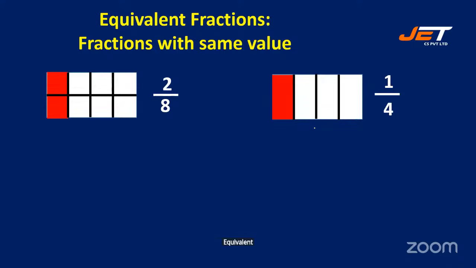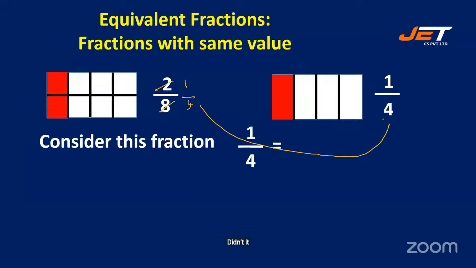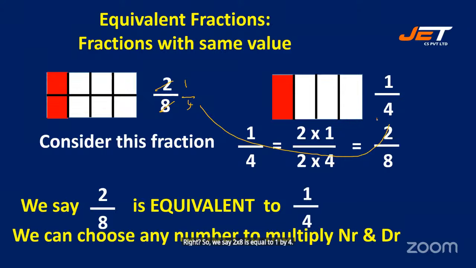Equivalent fractions are fractions with the same value. See, if I reduce it, it becomes 2 ones are 2, 2 fours are 8, which is the same as this, isn't it? So consider this fraction 1 by 4. That is 2 into 1 by 2 into 4, which is 2 by 8. Right? So we say 2 by 8 is equivalent to 1 by 4. So we can choose any number to multiply the numerator and denominator. Okay? All right. Now let's move on to the next question.